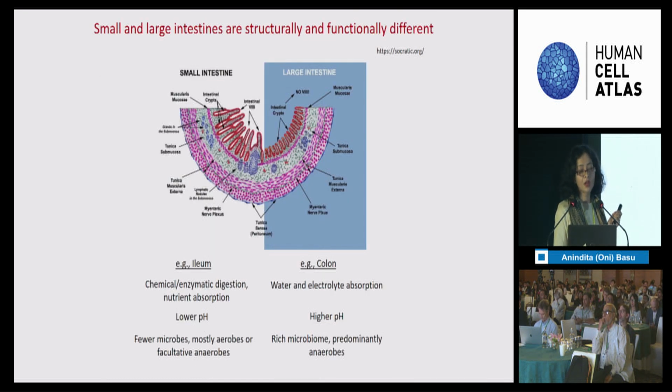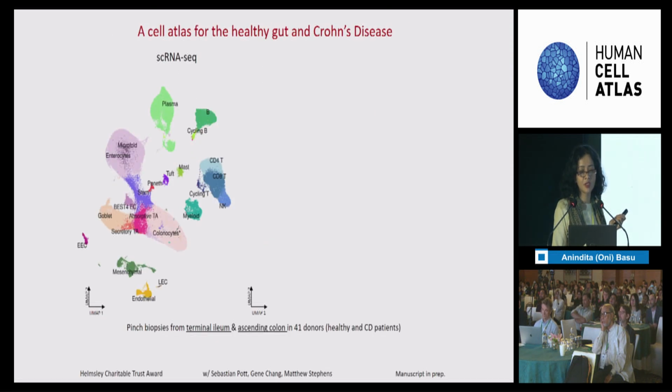the intestines. So the small and the large intestines are structurally and functionally very different. You can think of them as two different organs, or you can think of them as a continuous organ. Their functions are different in that the small intestine is more associated with digestion and nutrient absorption, the large intestine with electrolyte absorption and vitamin production. The pHs are different. The microbes that are present are also different, which is a focus of my lab, but I'm not going to be talking about that in this presentation.